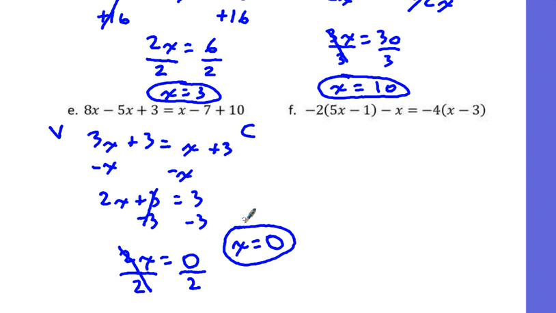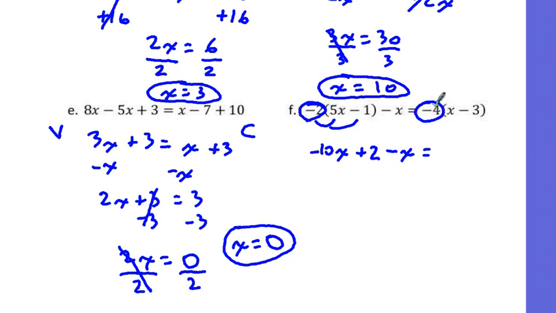Letter F. We have several simplification steps to take care of here before we ever get to the addition or multiplication properties of equality. -2 will distribute to the 5x and the -1. -2 times 5x, -10x. -2 times -1, +2. And again, we will not multiply -2 by the -x, since that was outside of the parentheses, so we'll just leave -x right there alone.